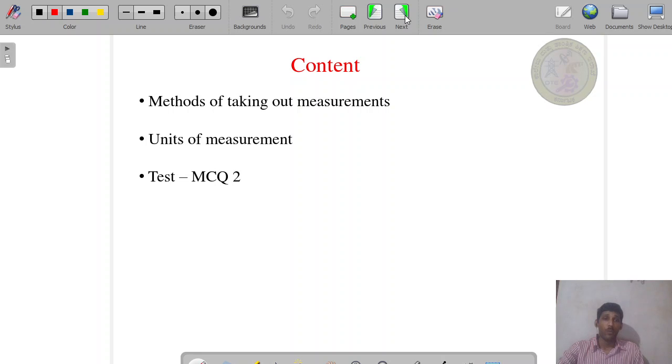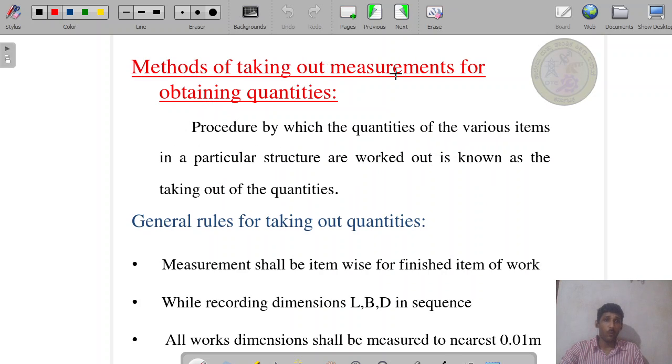Now, what are the methods of taking out measurements for obtaining the quantities? The procedure by which the quantities of the various items in a particular structure are worked out is known as taking out of measurements of the quantities, or taking out of the quantities.